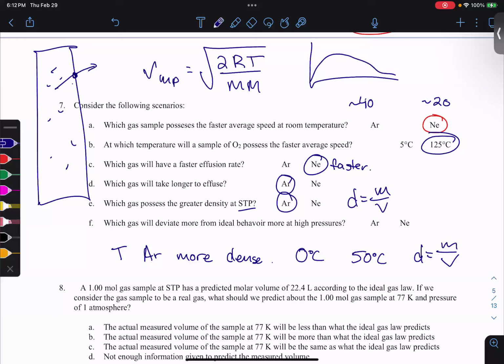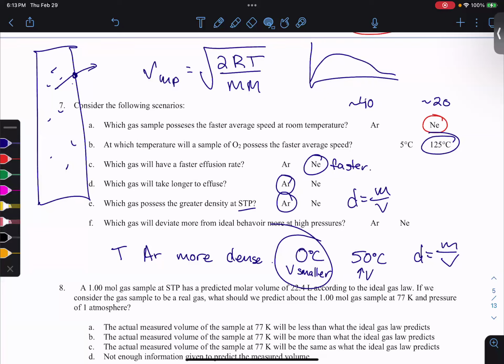Okay, so volume is going to be smaller at which temperature? 0 or 50? 0, yeah, so volume is smaller at 0 degrees Celsius, but it's larger at 50 degrees Celsius. So at which one is it more dense? 0 degrees Celsius, yes. I like that kind of question. That was different.